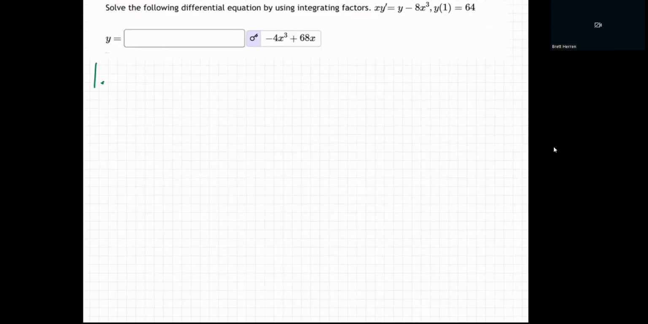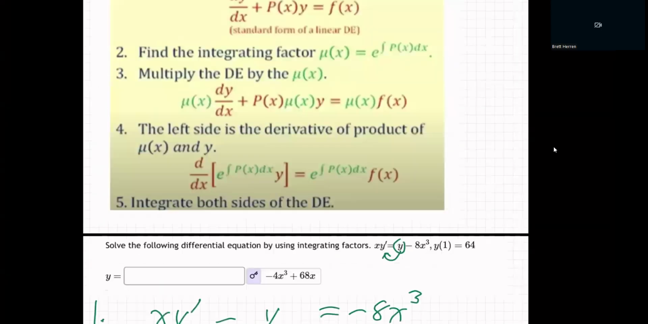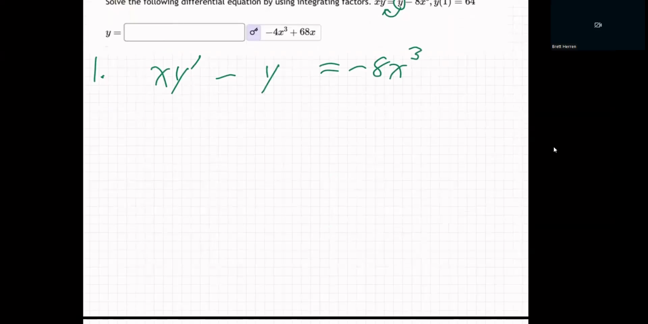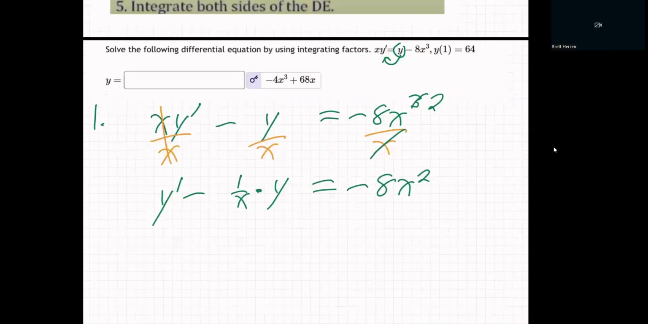So we've got to take this y term, move it over. So we have x y prime minus y equals negative 8x cubed. That's almost right, but now we've got to remember we've got to get the dy dx or y prime alone. So we've got to get rid of that x, don't we? So let's divide through by x. The x cancels out, so y prime's alone. I'm going to write this as 1 over x times y just to separate things.